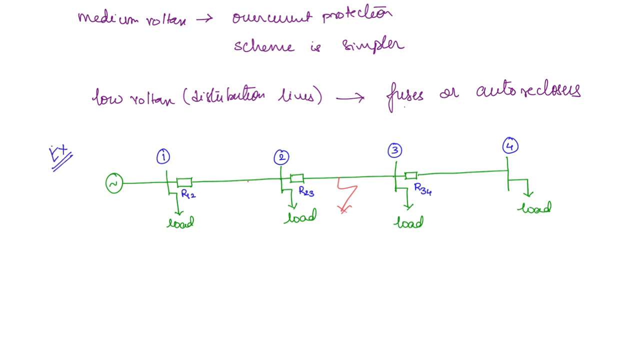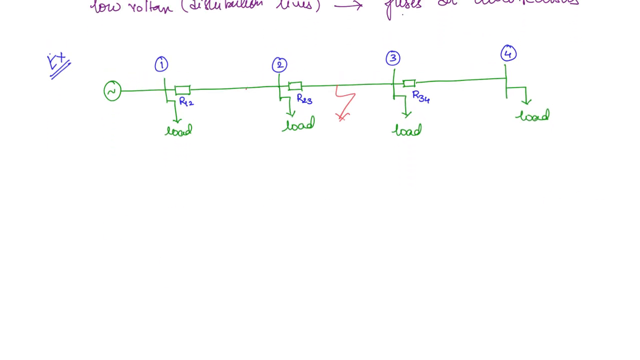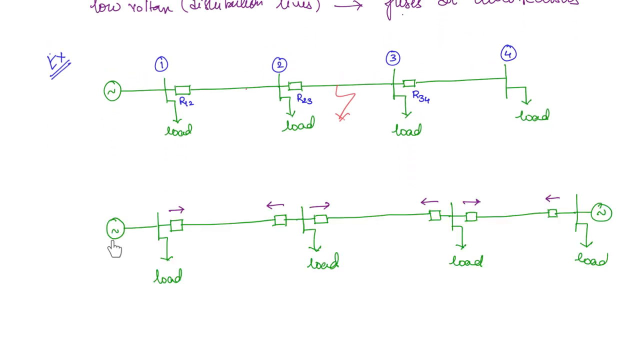So here we have considered the radial system, where power is fed from only one side. Now we will take another system where the power is fed from both sides, right? We have two generators here. So here also we will mark the bus numbers. This is bus 1, 2, 3 and 4, let us say. So correspondingly we can mark the relays, R12.